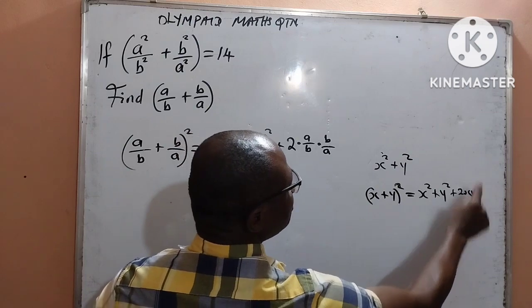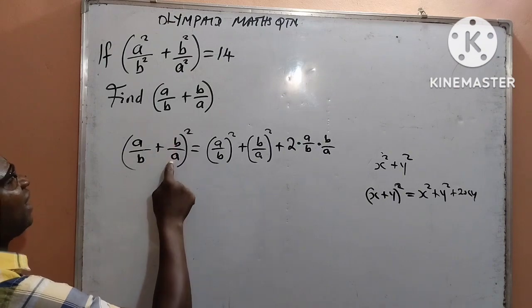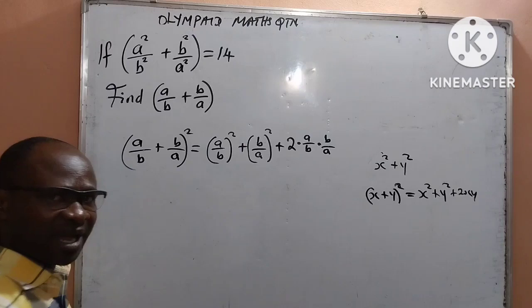X times y times 2 will now give me 2xy. So, a over b times b over a, then times 2. a over b times b over a, then times 2. That is what I have.